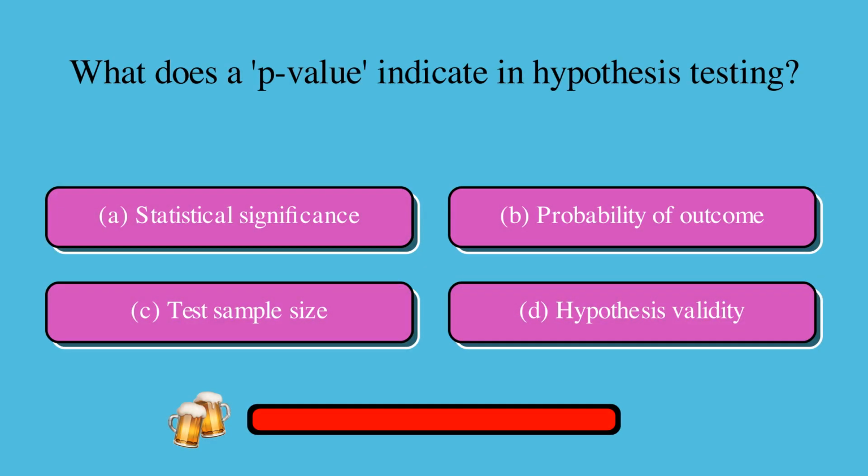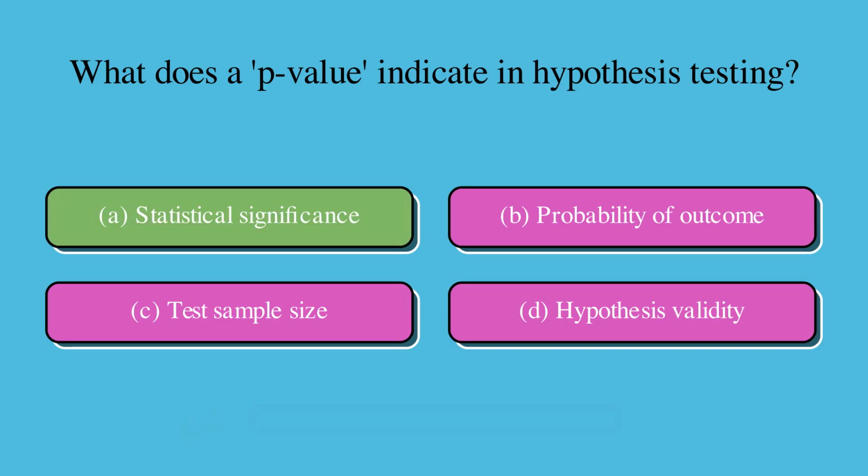What does a p-value indicate in hypothesis testing? Is it A, statistical significance, B, probability of outcome, C, test sample size, or D, hypothesis validity? The correct answer is A, statistical significance.